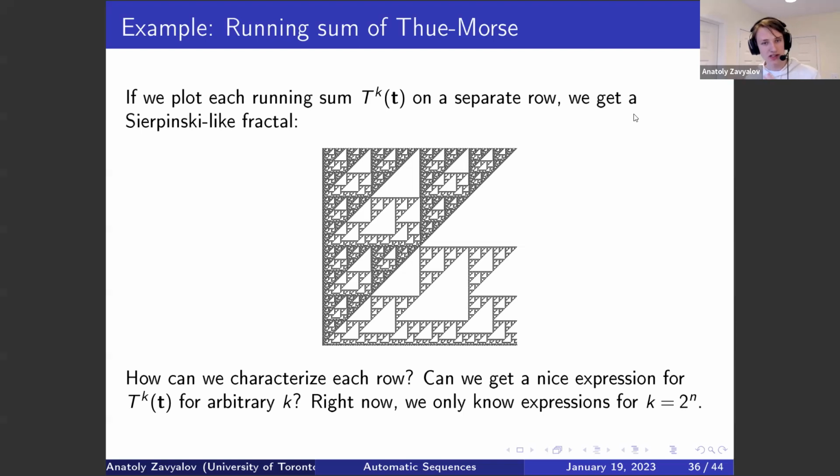Like a nice expression. And another more important question is, can we get an automaton with output that computes the kth row? Right now we only know this for the case where k is a power of 2. I proved exactly what it looks like when it's a power of 2. Unfortunately, that's still unpublished, so I'm not going to go into too many details about that.